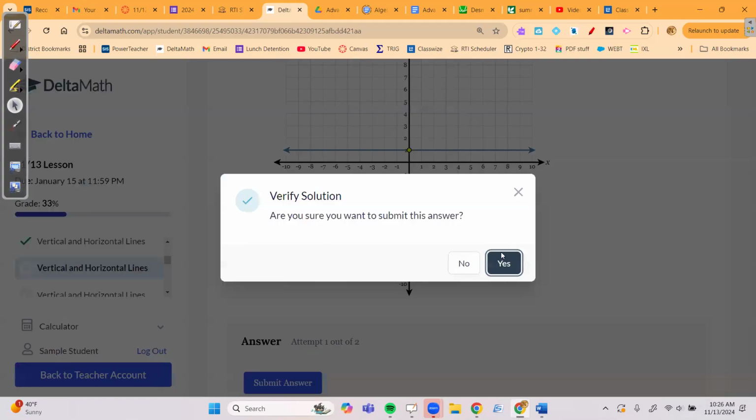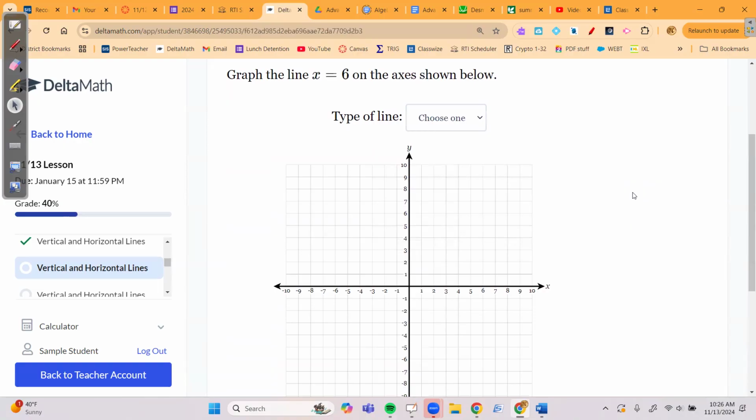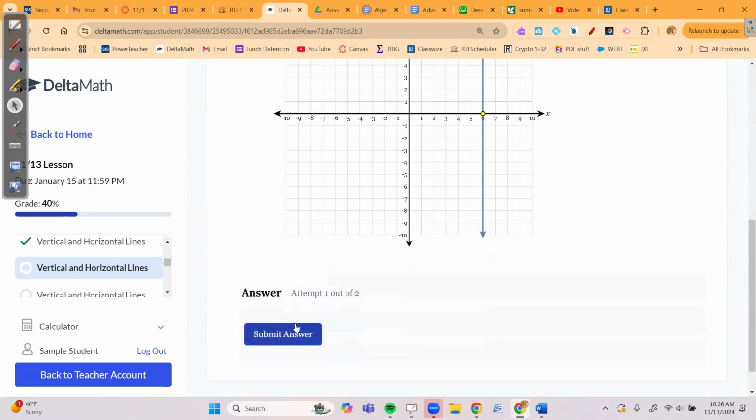Okay. Next one. How do I graph x equals 6? What kind of line is it? Vertical. So I'm going to grab the yellow dot, go to x equals 6, boom. And it snaps. So if you just get closer to it than any other number, the program will pull it into place. So you don't have to sit there and stare at it for like a minute.